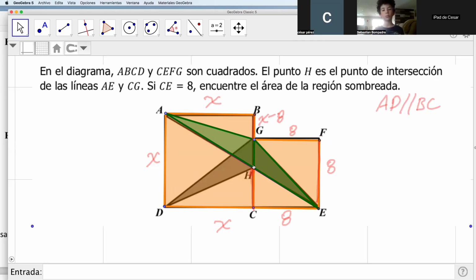Okay, so the total area of this will be x squared plus 8 squared. We are thinking about this and this. But if we want only the green, we need to subtract this. What is the area of this one? X times (x minus 8) divided by 2.